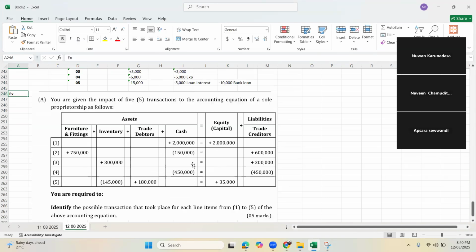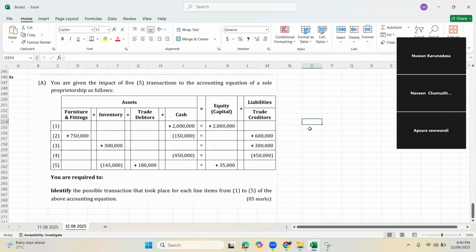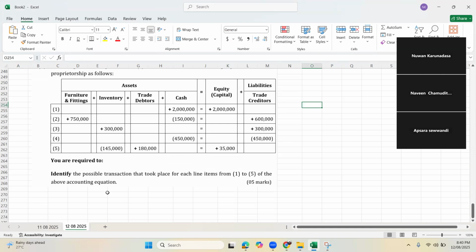You are given the impact of the five transactions to the accounting equation of a sole proprietorship as follows. They have given five transactions. Identify the possible transaction that took place for each line item 1 to 5 of the above accounting equation. So easy, not much hard. Just think. Number 1.